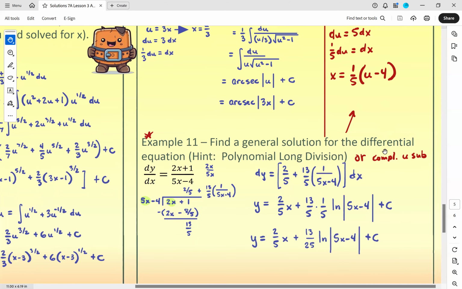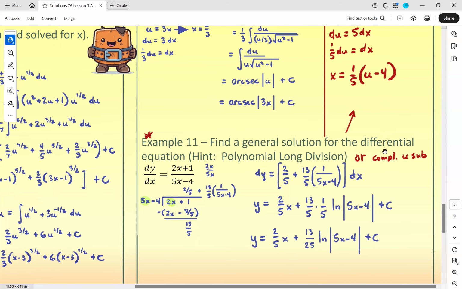So just to be clear, the work we're seeing in blue down here is not related to the work in red. Those are two different approaches to the same problem. I'll leave it to you to follow the red work if you like. But here down at the bottom, we're going to use long division. Hopefully you remember how this works. I want to divide 2x plus 1 by the quantity 5x minus 4. So here's me setting that up long division style.